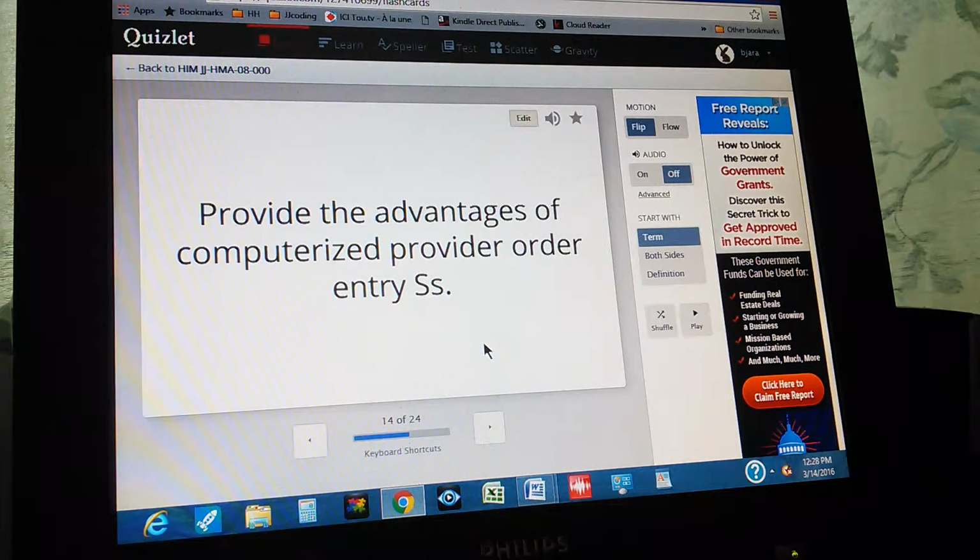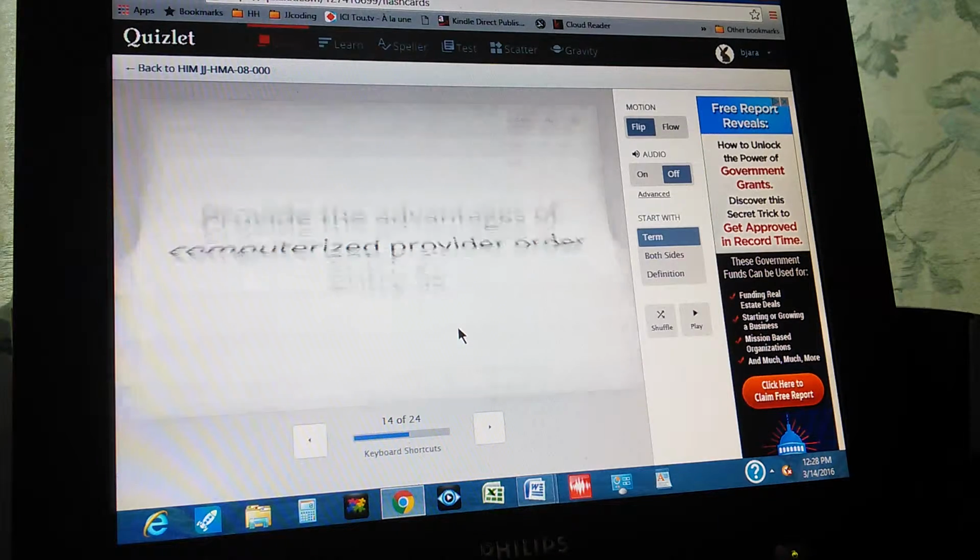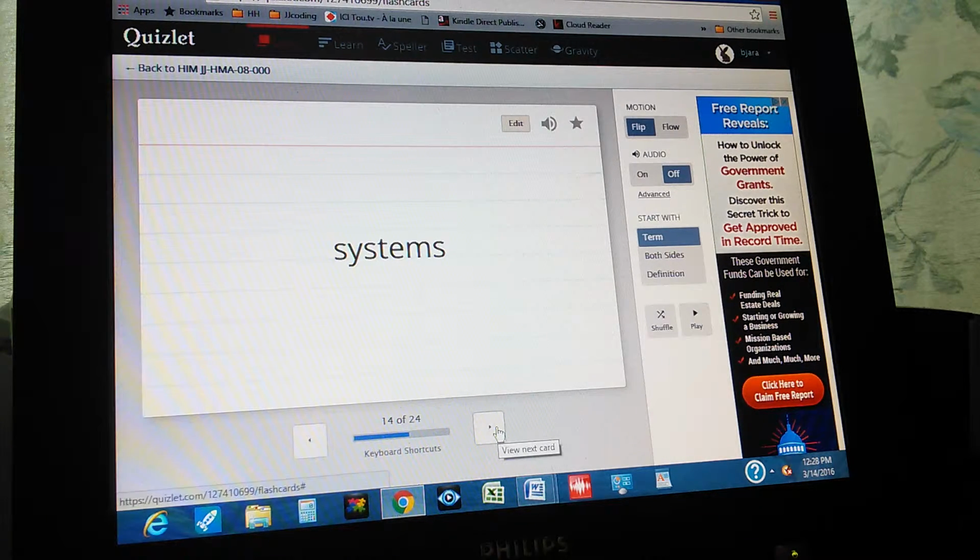Keep going. Provide the advantages of computerized provider order entry S's. What's S's? Systems. Right, provider order entry systems. It means the orders that the physicians are going to enter, right?